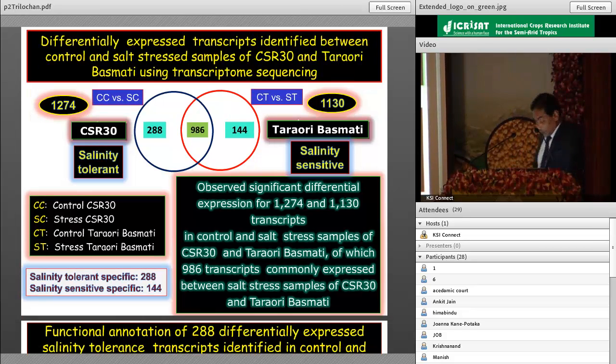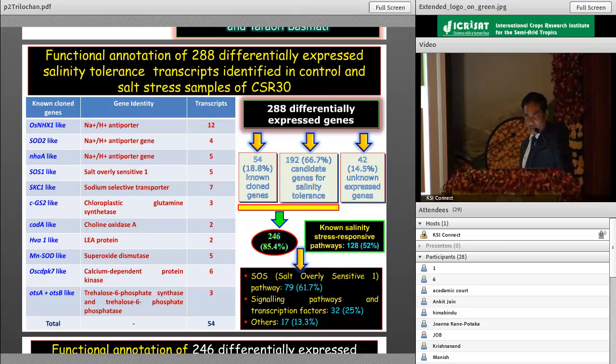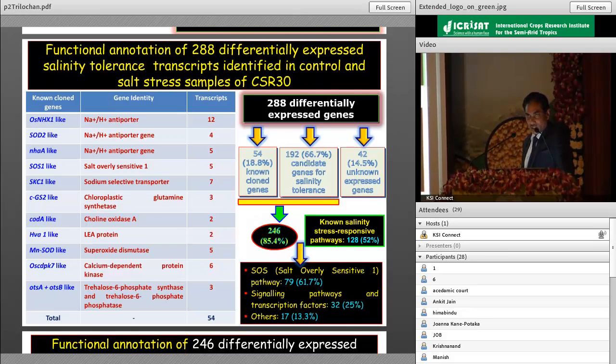And you can see some of the categories of these genes, the functional annotation of about 288 of those which are differentially expressing in the tolerant one. So that's what is specifically, differentially expressing, and you can see all the important gene classes noted down here. For every class you find a few genes showing differential expression, and 54 of them are known cloned genes which are already known to be operating in this. And there are also 192 candidate genes which are known to be specifically expressed. And then there are additionally unknown expressed genes.